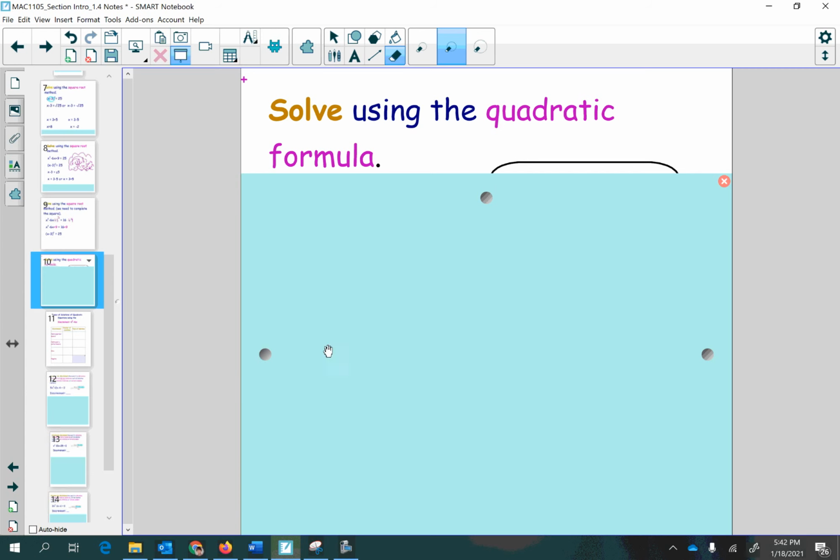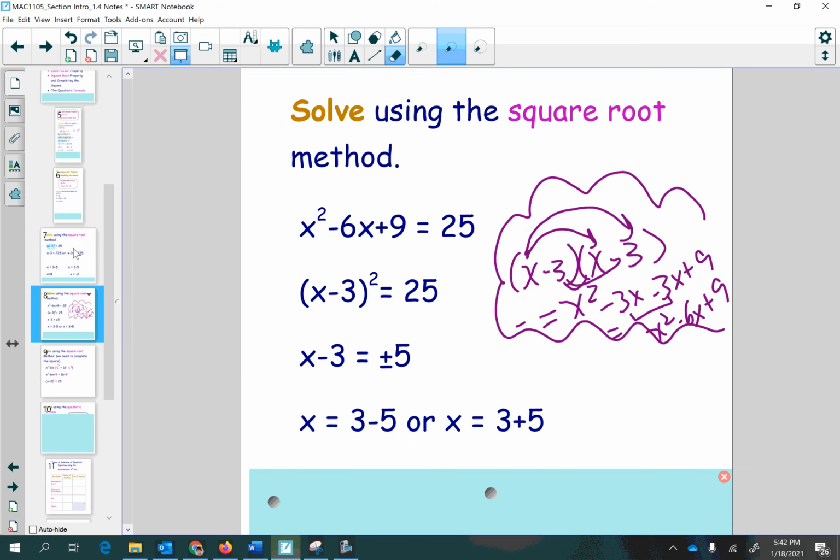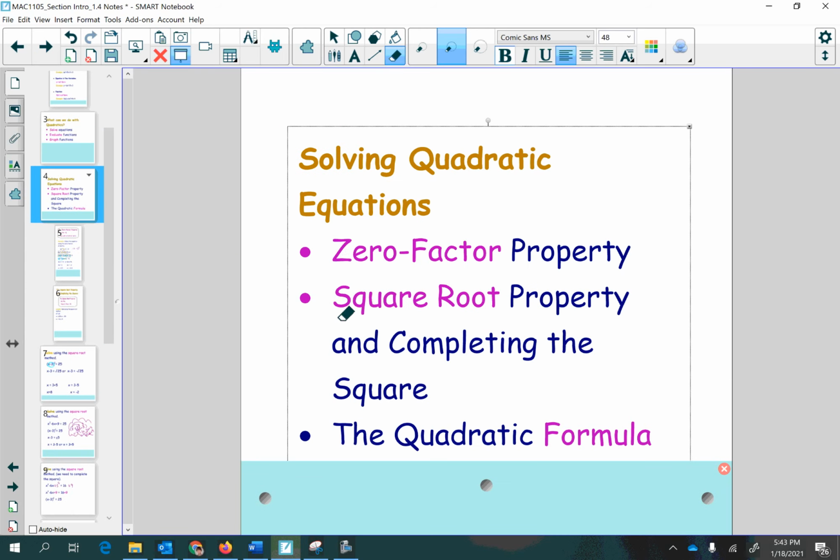So now we've talked about how to use the zero factor property. That was our first tool. The second tool was the square root method, which sometimes requires an adapter piece, which is completing the square. So let me just go back to this, just to review what we've done so far. Zero factor property, square root property with the sometimes needing a converter or an adapter of completing the square. And now we're looking at the third tool, which is the quadratic formula.